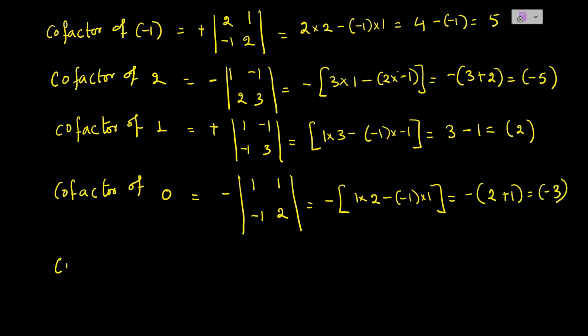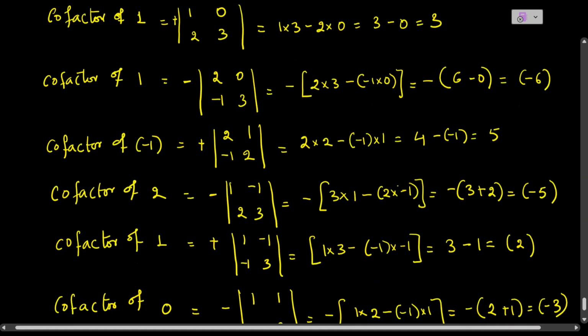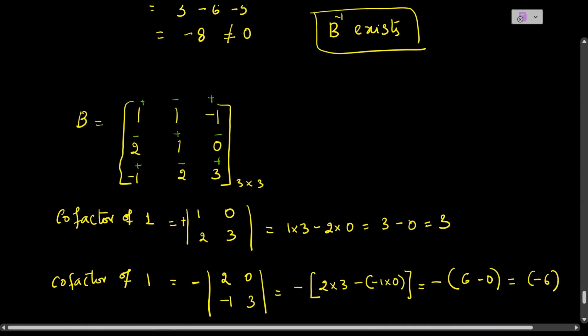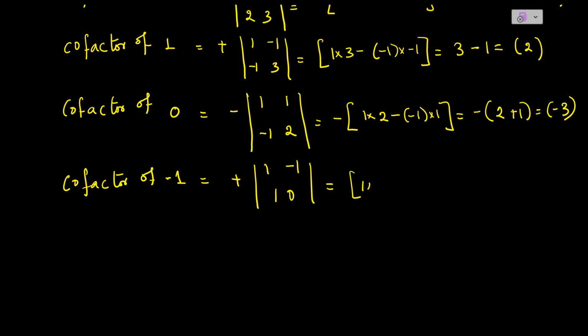So what is the next element, students? Cofactor of, again, 1, and its sign is positive, and its determinant is 1, minus 1, 1, 0. Find its value: 1 into 0 minus of minus 1 into 1. This is 0 minus of minus 1 is plus 1, that is 1.